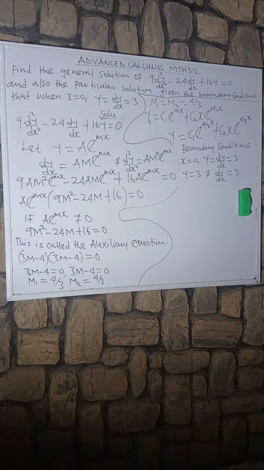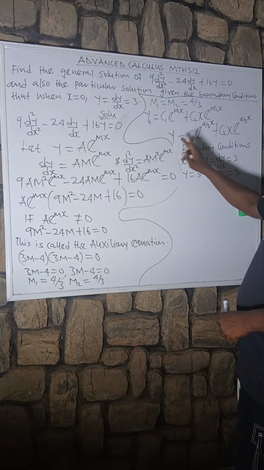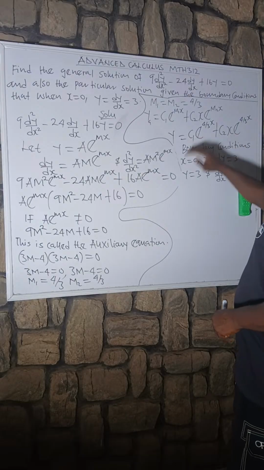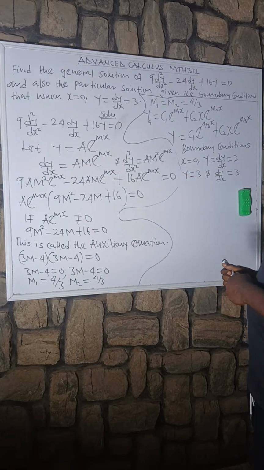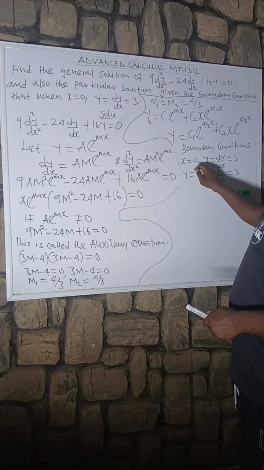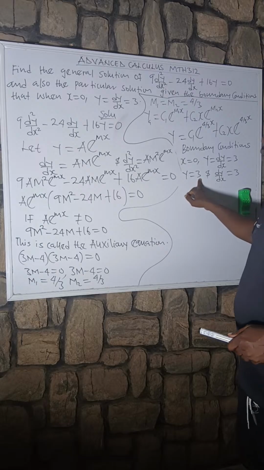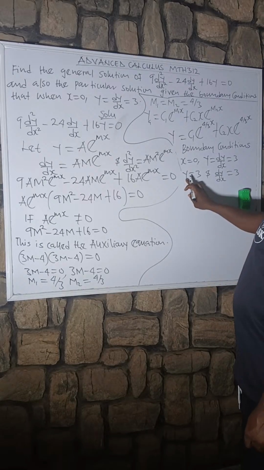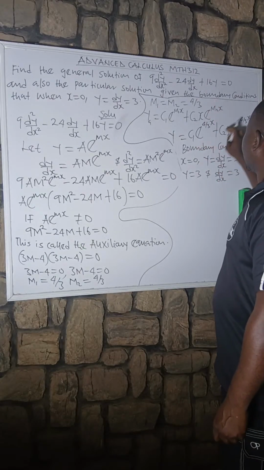So as it is now, from here we can find our C1, looking at this general solution with this boundary condition. What we need to do here is, when x equals 0, it means y equals what? 3. True or false? It's true. So from this general solution, we are going to substitute in y, in order for us to obtain either C1 or C2.